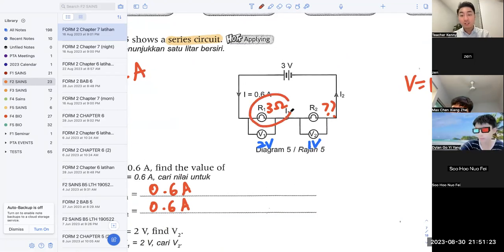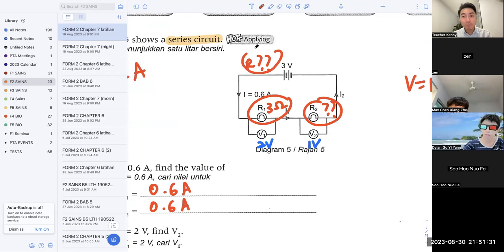Teacher, what is my main R? Because my resistance number 1 is 3 ohm. This one I don't know how to find. I don't have the big R. What's the total resistance? I don't know. Okay, this one also I don't know. So how to find? Don't worry, step by step.